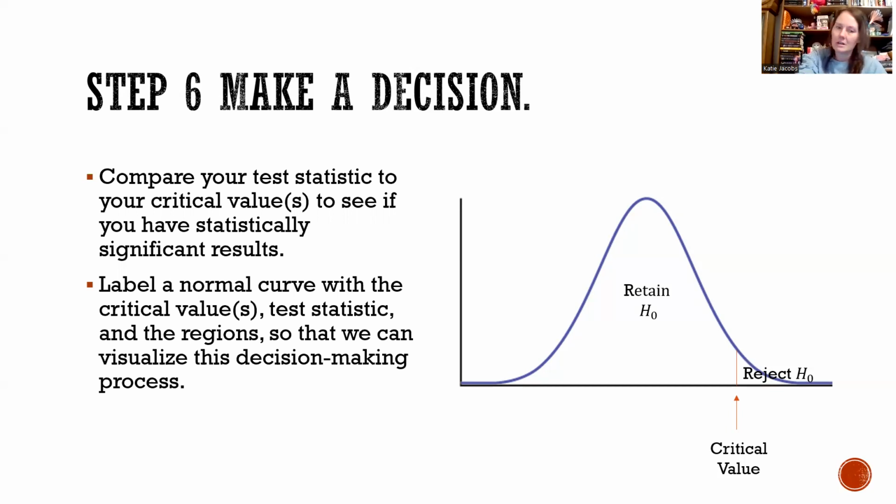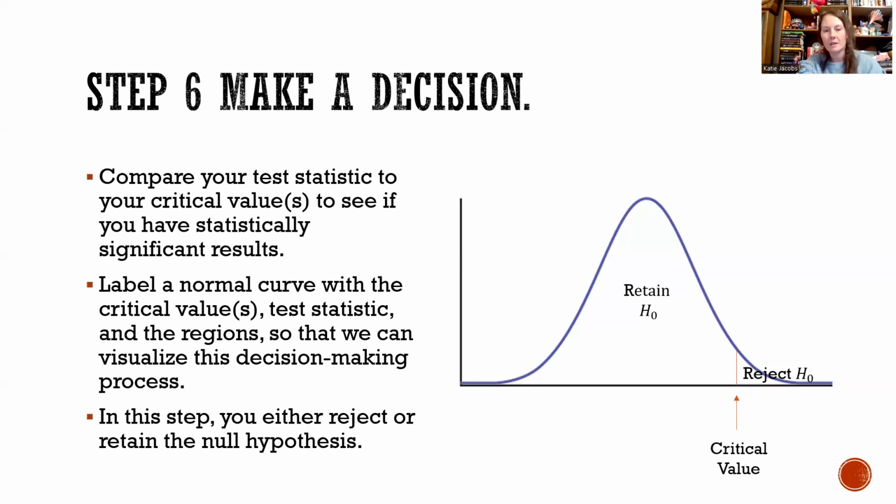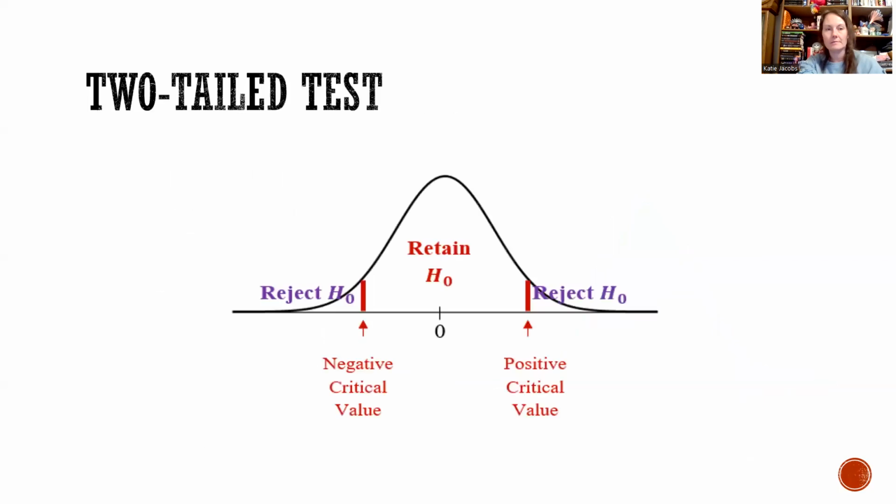You're going to label your normal curve every time that we do it. You're going to label it with our critical value if we're doing a one-tailed test, or critical values. You'll have 2 if you have a non-directional test. You're also going to label the test statistic on there and our different regions, retain the null hypothesis or reject the null hypothesis, so that we can visualize the decision-making process. In this step, you will either reject or retain your null hypothesis.